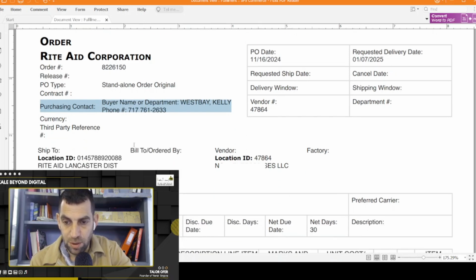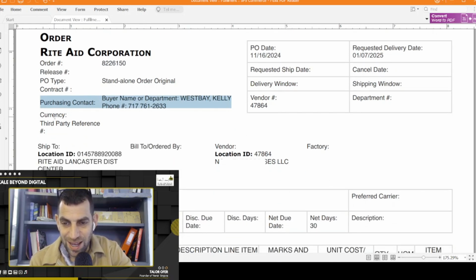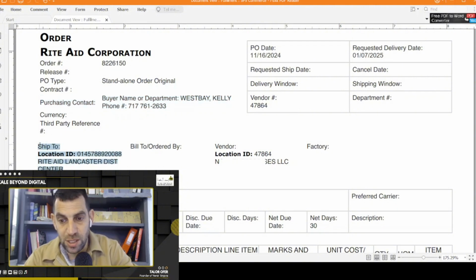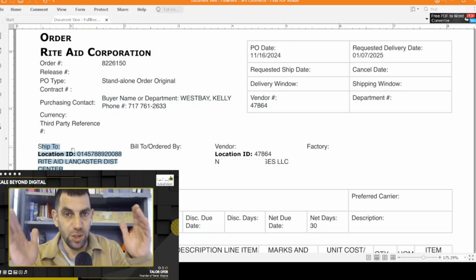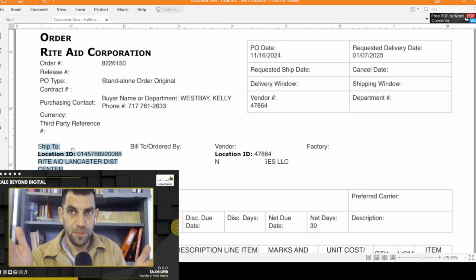That's her phone number. Please do not use it. Currency, obviously it's US dollar, but it's not mentioned here. And then ship to. This is very important, where you're going to ship the goods. This is what basically you're showing your warehouse, your 3PL, whomever is handling your shipment. Some of the vendors are doing it in-house, so they just want to mark this address on their side.